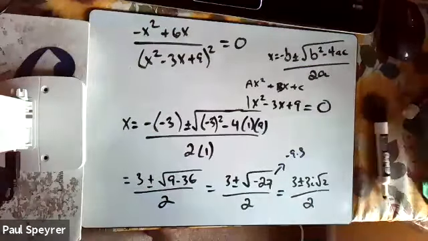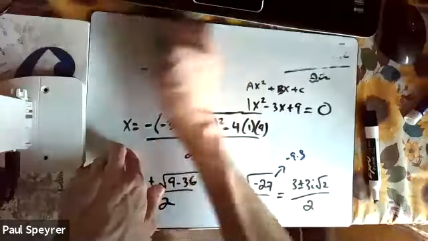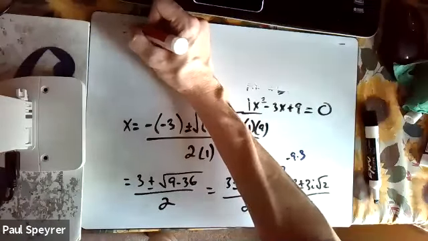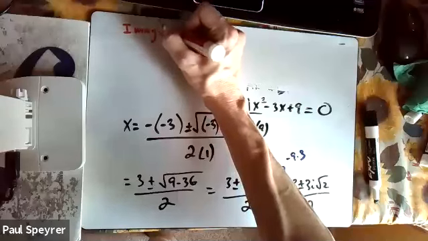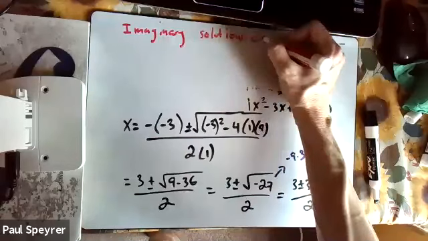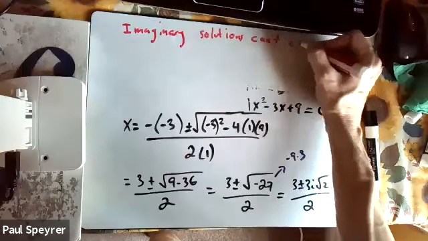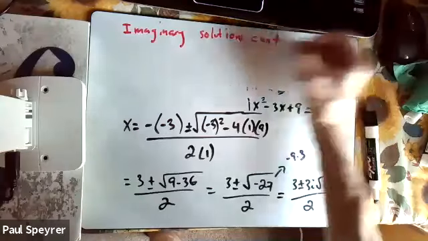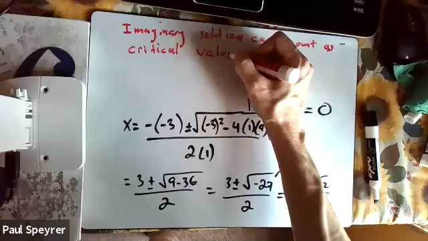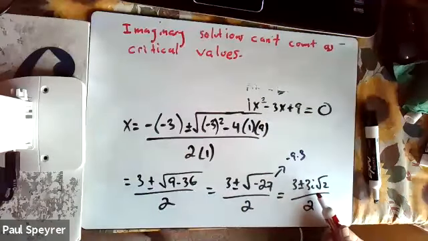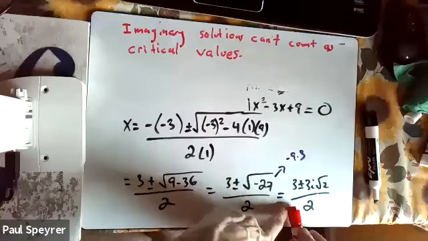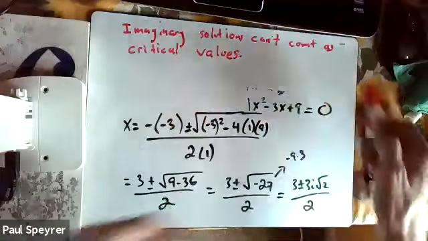So if you get an imaginary number, or if you get imaginary solutions, they can't count as critical values, okay? So basically, we would ignore these two right here. But let's say we got, like, x equals 5 in the end when we worked this out. Then, yeah, you would use that 5 and say that's one of the critical values.